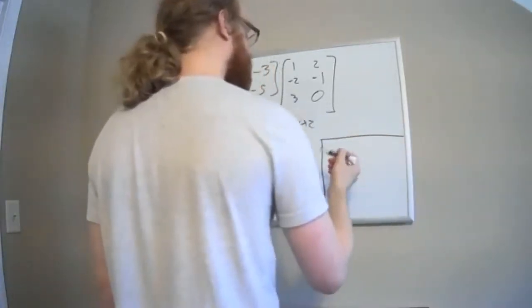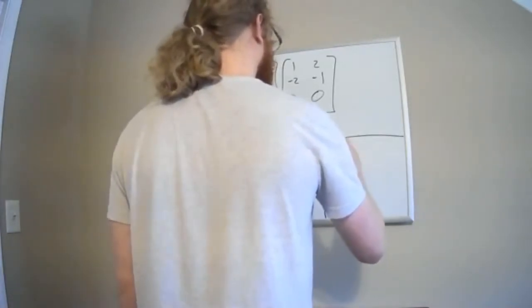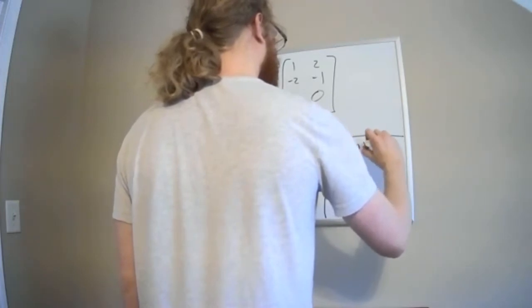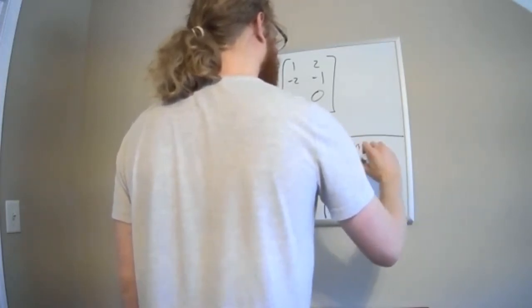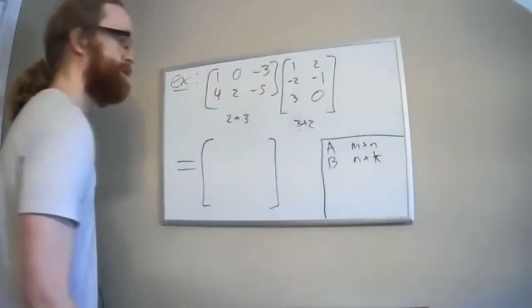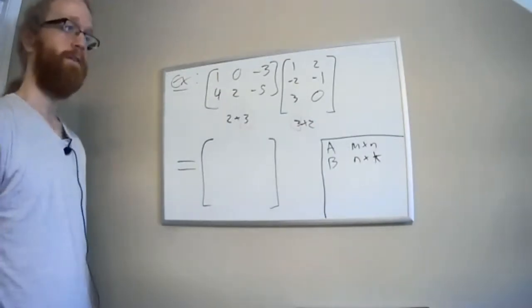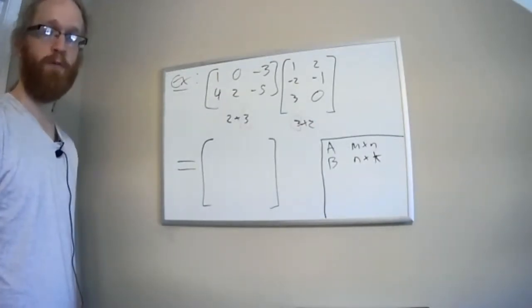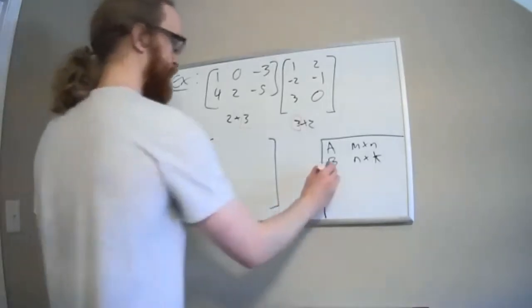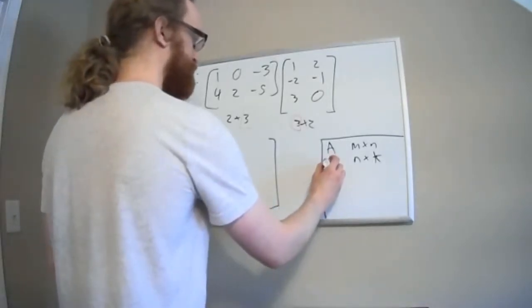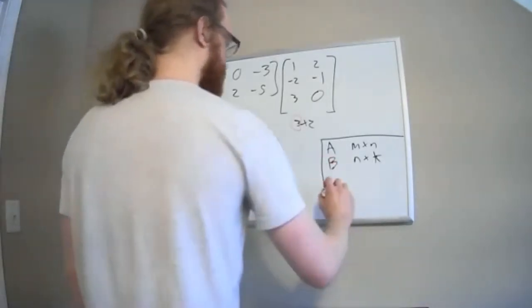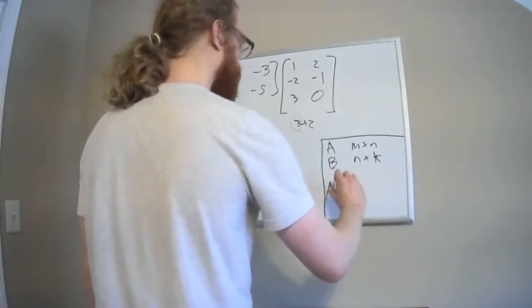This really should have been on the previous board, but I'll tell you now. So if A is n by n and B is n by k, let's say, if these are my dimensions, then how do I know how big the result of the multiplication will be? Well, the dimension of the result will be the following.